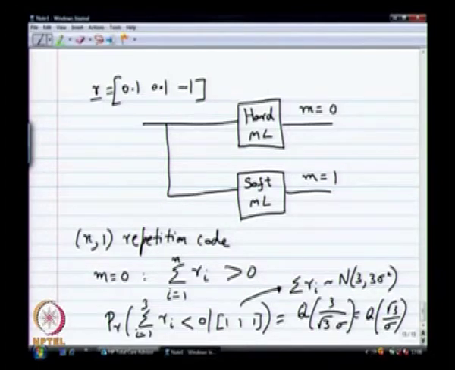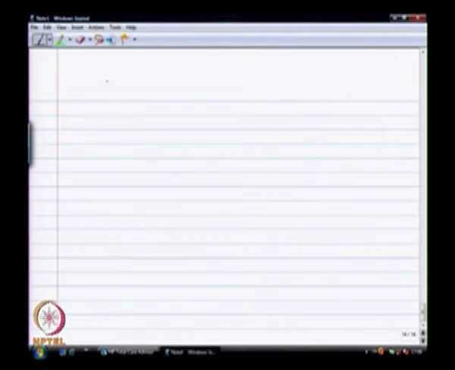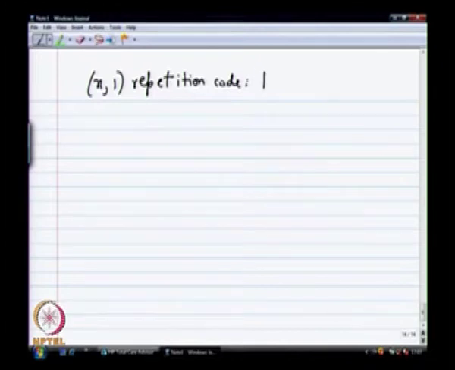I want to point out something very interesting here. If you use the n comma 1 repetition code, the probability of error under ML decoding, which is easy to do, is very easy for soft ML decoding of a repetition code. All you need is an adder, you can implement it. This goes as Q of root n by sigma.